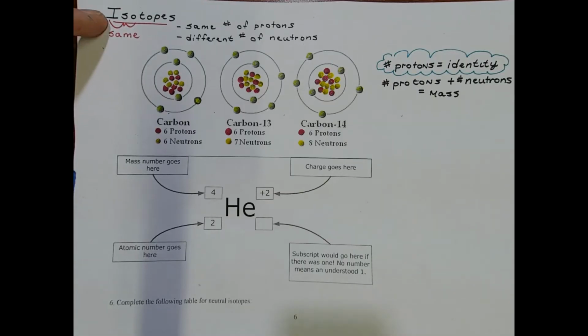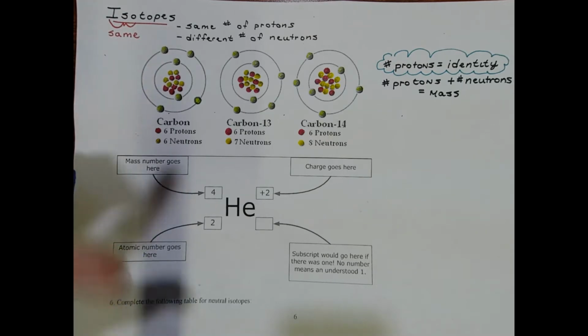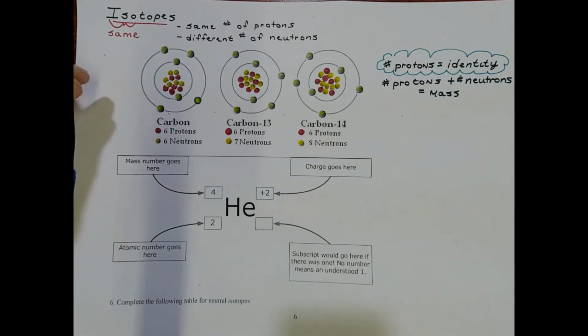Let's start a discussion about isotopes. The prefix iso in chemistry is pretty common. That prefix means the same. For isotopes, we're looking at atoms that have the same number of protons, but different numbers of neutrons.